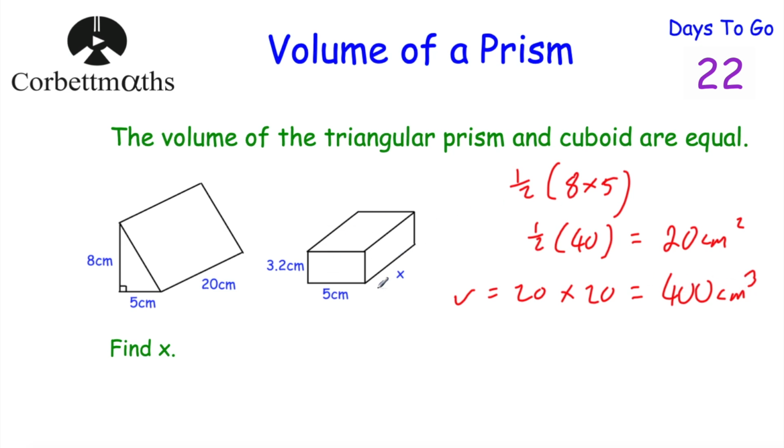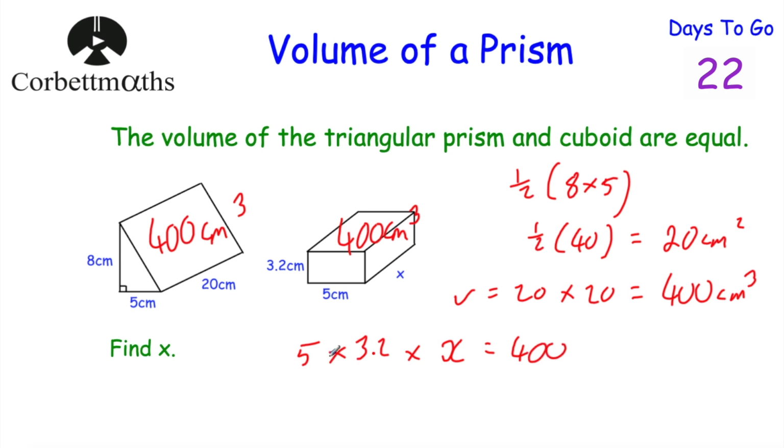Now what we need to do is find the length of this cuboid. We're told the volumes are equal, so if the volume of this one is 400 centimeters cubed, the volume of this one is 400 centimeters cubed. For the volume of the cuboid, we do the length multiplied by the width multiplied by the height, or if you think about it, it's the area of the cross-section. Multiplying these two together gives us the area of this rectangle, and then multiplying by how long it is. So in other words, if we multiply 3.2 by 5 by x, we're going to get 400. 5 multiplied by 3.2 multiplied by x is equal to 400.